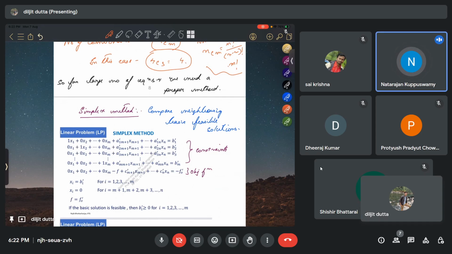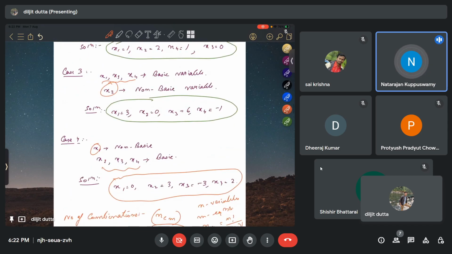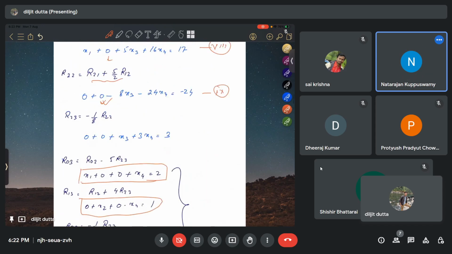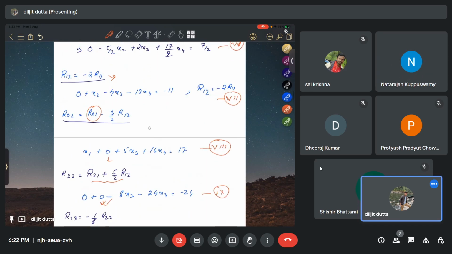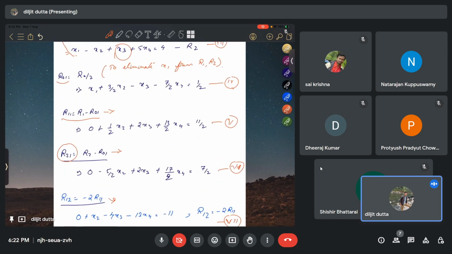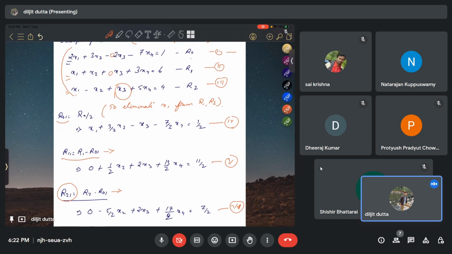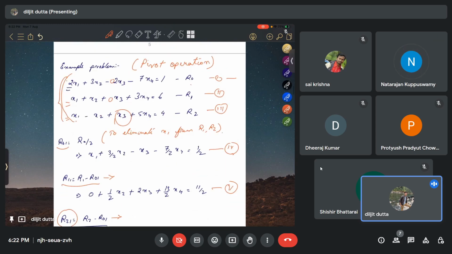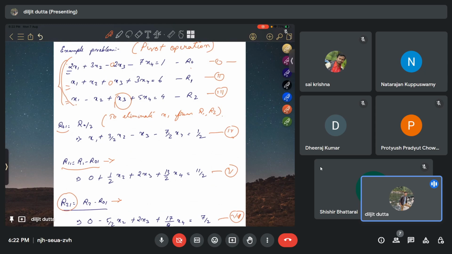While doing the row operation, we should compare only with that row where we are making that x1 or x2 as 0. That row only we should compare for the other two rows. Suppose initially we have these three initial rows. First we have to set the coefficient of x1 equal to 1 in the first row, and the coefficient of x1 equal to 0 in the other two rows. So we'll do the row operations.